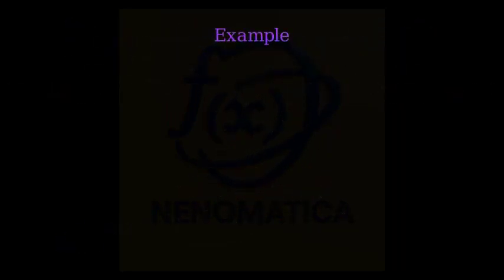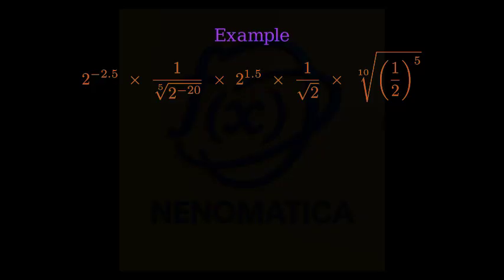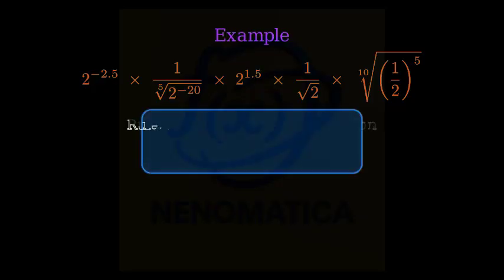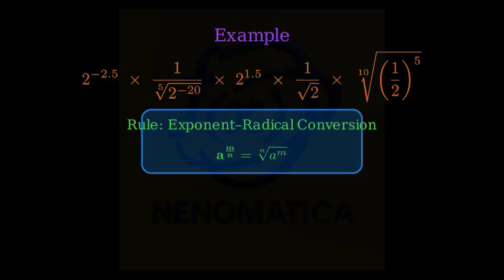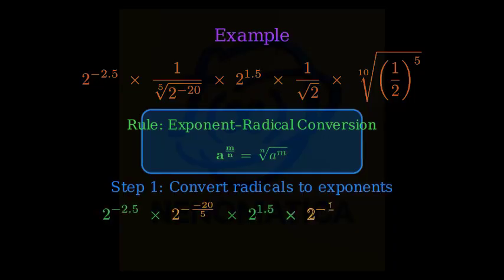Example. We will simplify a product that mixes negative and fractional exponents with radicals. Here is the expression we will simplify exactly as written, and then we will follow 4 clear steps. Step 1. Convert every radical into exponential form. We use the rule a to the power m over n equals the nth root of a to the m. Applying this to each radical term reveals exponents clearly.